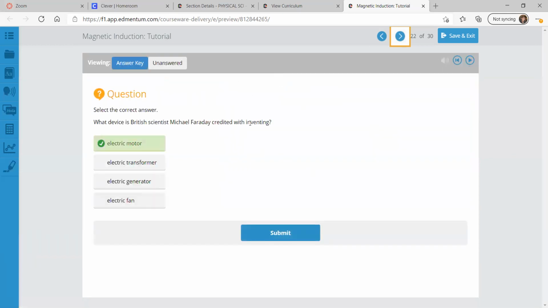What device is British scientist Michael Faraday credited with inventing? Well, he created the electric motor.